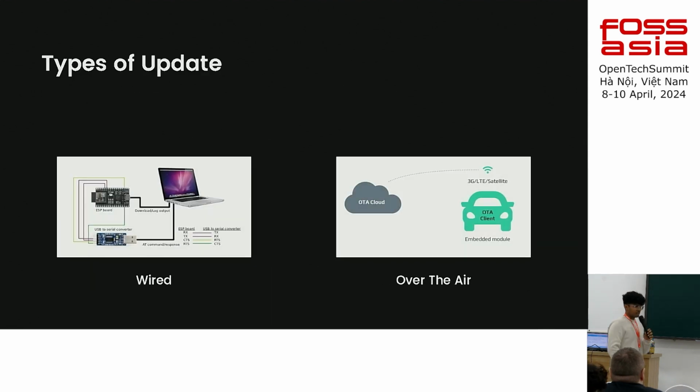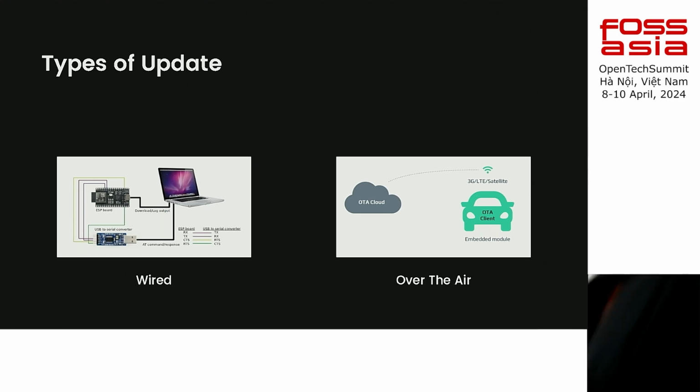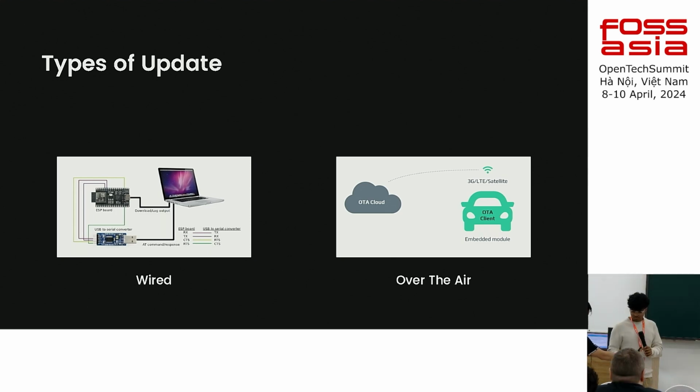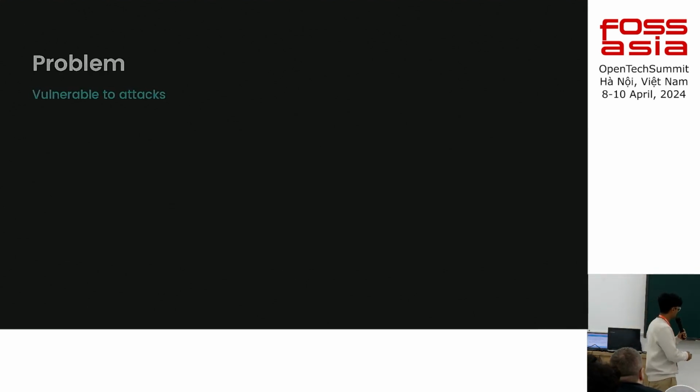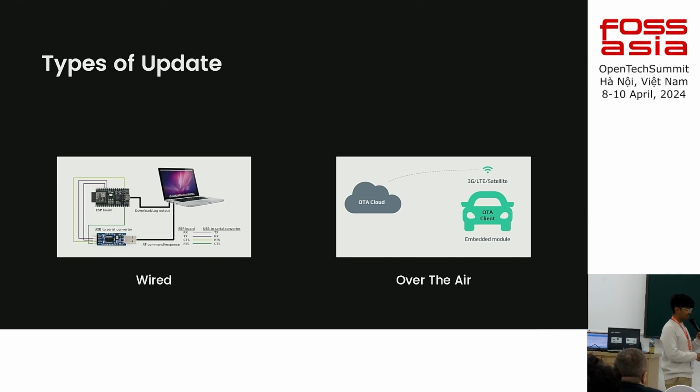So there are two types of updates, two ways you can update your IoT. The first one is the wired method. Here you connect your IoT device using a physical link, which is USB in this case, and in case of Arduino, it's some type of cable. This is the safest way because you're directly, physically connecting to the IoT device. But there's another way.